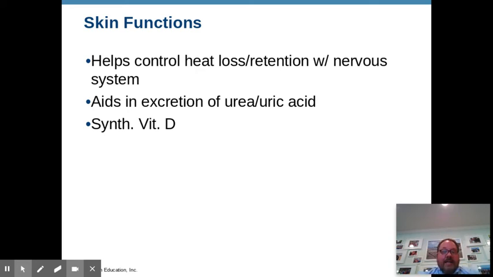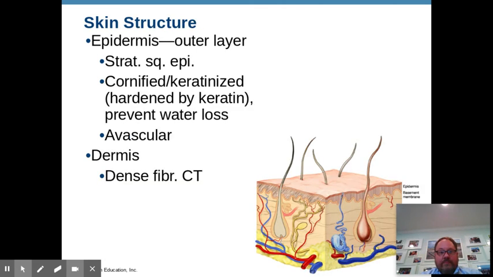And glands in your skin also secrete some waste products. Like when you sweat, not only are you releasing water, you're releasing salts and things like urea and stuff like that. So when your body's being really active, you're producing all this waste. You don't just filter it out through your kidneys, you can also secrete it through your skin. And your skin plays a role in the synthesis of vitamin D.